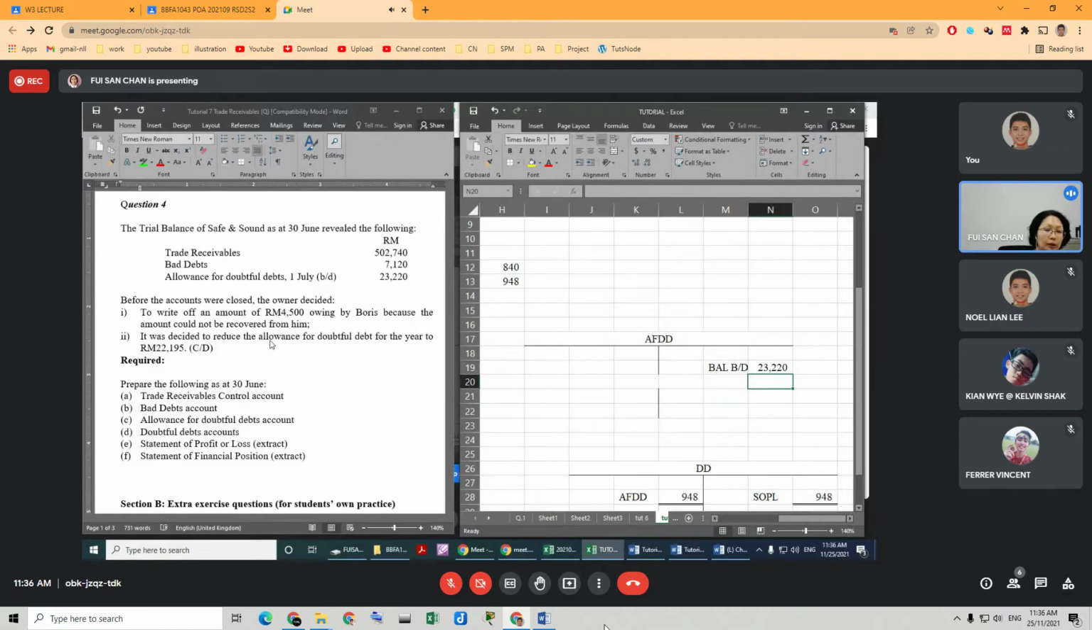Reduce to 22195. So just now I already asked, right? So your answer is a decrease. So when you see this one, this is a closing, right? Closing meaning if your opening is here, your closing must be this side already. Right? So meaning this is your balance sheet. So the question gives you the allowance for doubtful debts at the end of the month. Okay, so in order to get this account balance, how are you going to complete this?